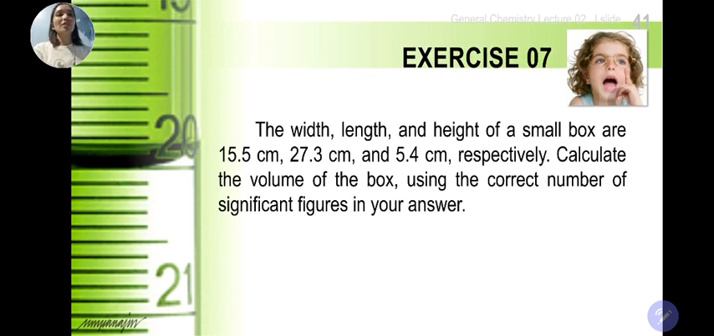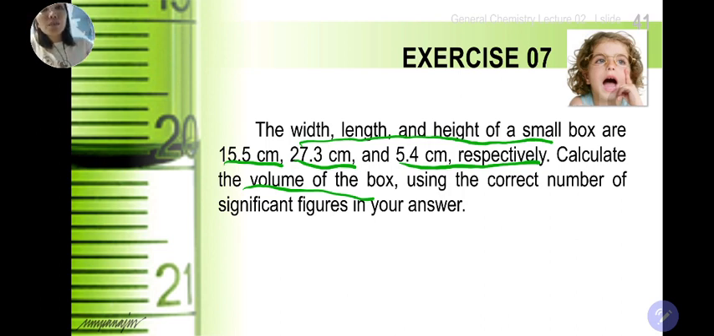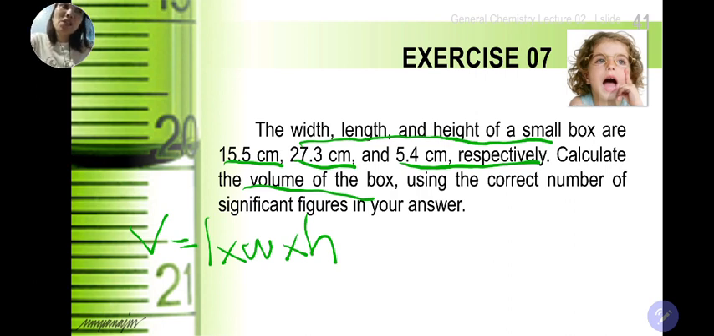Okay, let's do this exercise. The width, length, and height of a small box are 15.5 cm, 27.3 centimeters and 5.4 centimeters respectively. We have to calculate the volume of the box using the correct number of significant figures in your answer. So what is the formula for volume? Volume is equal to length times width times height. So we are going to use multiplication in this one. So please prepare your calculators.